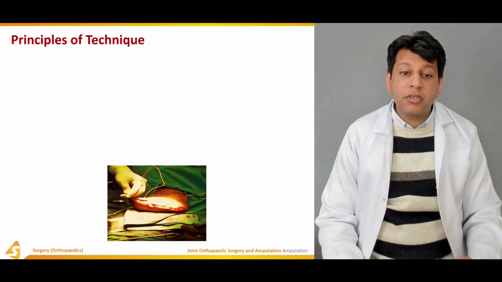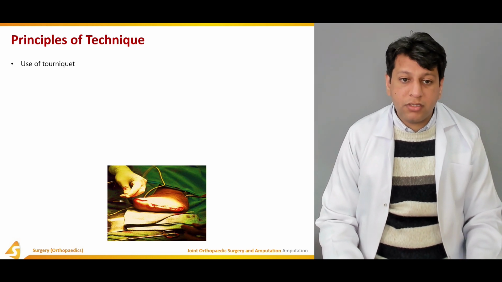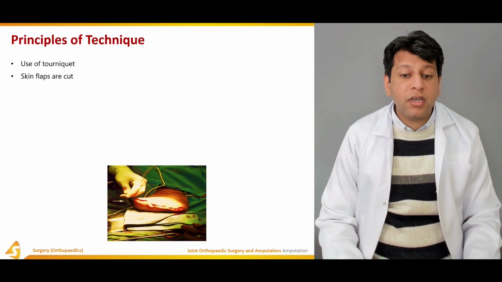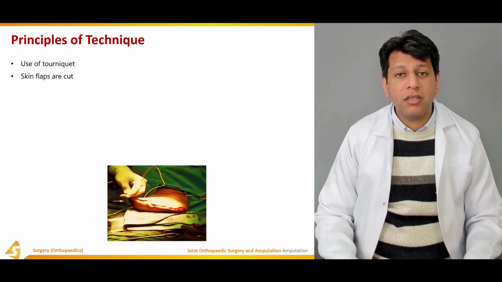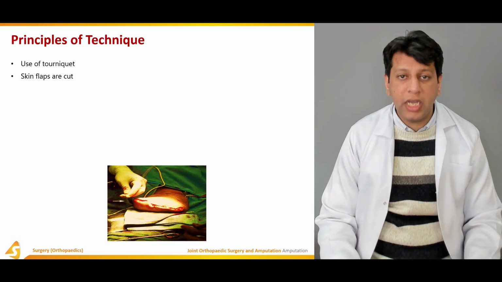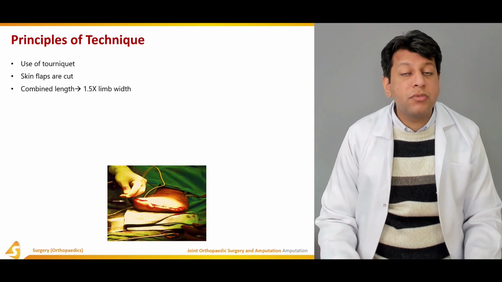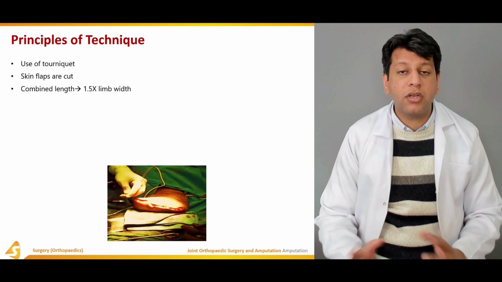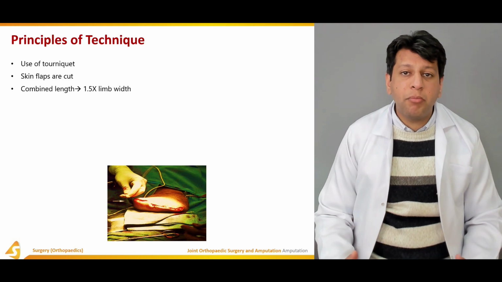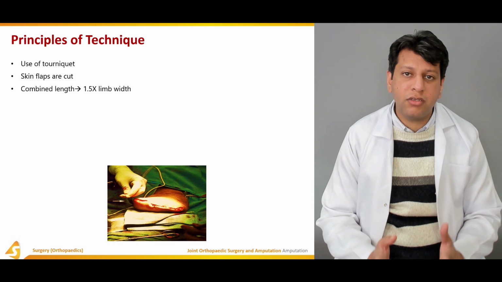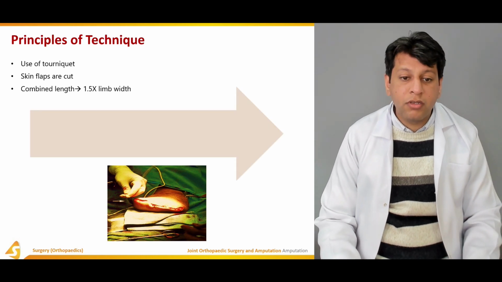Then what are the principles or techniques of amputation? The use of a tourniquet is done so that there is minimal blood loss. Skin flaps are cut in such a way that they can be helpful in covering the bone adequately. The combined length is really 1.5 times the limb width. That is how you cut the flaps. But again, depending upon how much tissue is available, there is a high degree of variation on a case-to-case basis.